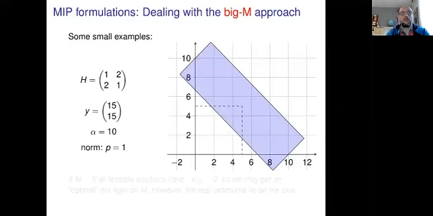Let me show you some really simple examples. Here we have H, this is y, and this is alpha. We are using the norm 1 to bound the misfit error.